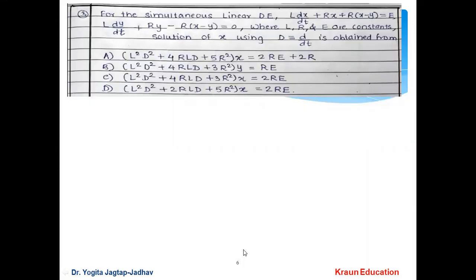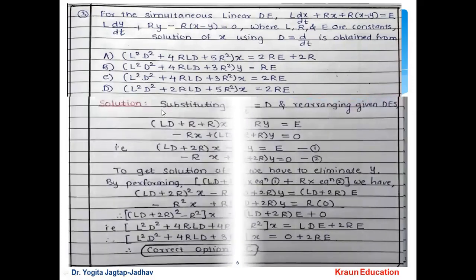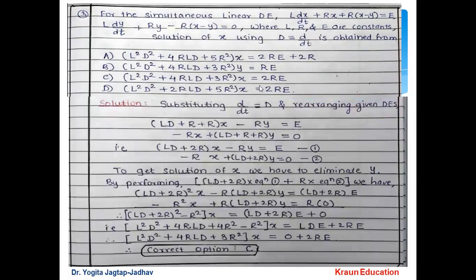Now consider example number 3. For the simultaneous linear differential equations L dx/dt plus Rx plus R times (x minus y) equals E, the second equation is L dy/dt plus Ry minus R times (x minus y) equal to 0. Here L, R and E are constants. To obtain the solution of x by using D equals d/dt, we have been given these 4 options. Now let us replace d/dt by a capital D.